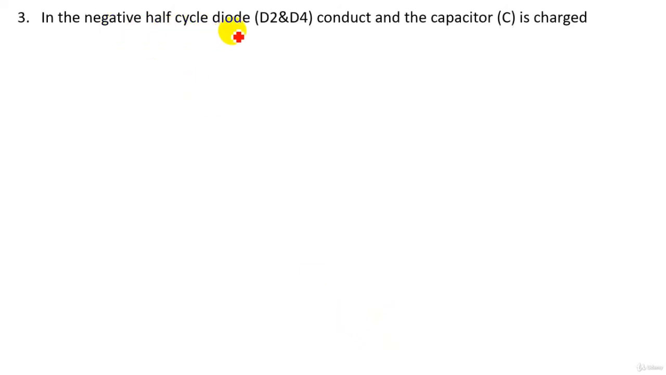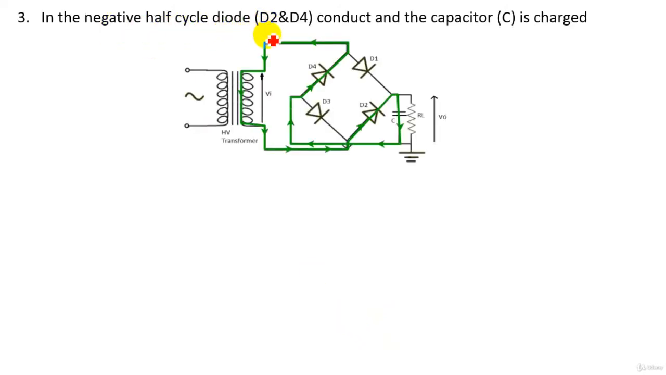In the negative half cycle, at this moment, the diodes D2 and D4 here will conduct, so they act as a short circuit, so the capacitor C1 is charged and the direction of charging the capacitor is that direction. During the negative half cycle, this is the direction of charging the capacitor. As we see, the power passes through diode D2 and diode D4 and the capacitor is charged in that direction.